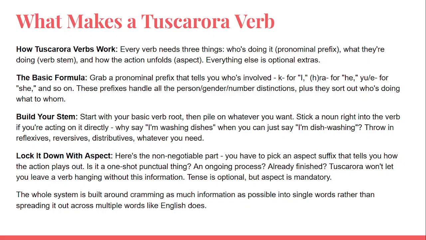But in the Tuscarora sentence, you need three elements. You need to put who's doing it at the front, as I mentioned earlier in this presentation. You need what they're going to be doing. And you also need to know how the verb unfolds, or its aspect. And everything else that you put in the verb is just icing on the cake. You don't need to have it, right? Like a lemon cake. You don't need to put anything on it if you don't want to. It's good the way it is.